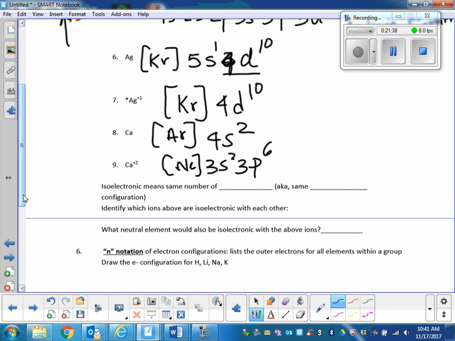Otherwise you don't. Okay? So what does the word isoelectronic mean? Same number of electrons. It also means the same electron configuration. Do all isoelectronic atoms and ions have the same electron configuration? No. Yes. Okay. Maybe. So say you're looking at calcium. Which is the neutral element that is isoelectronic with calcium 2+? It is argon.